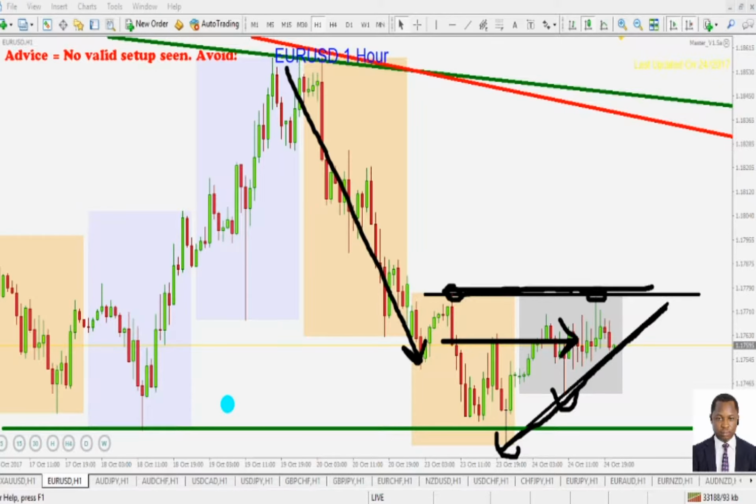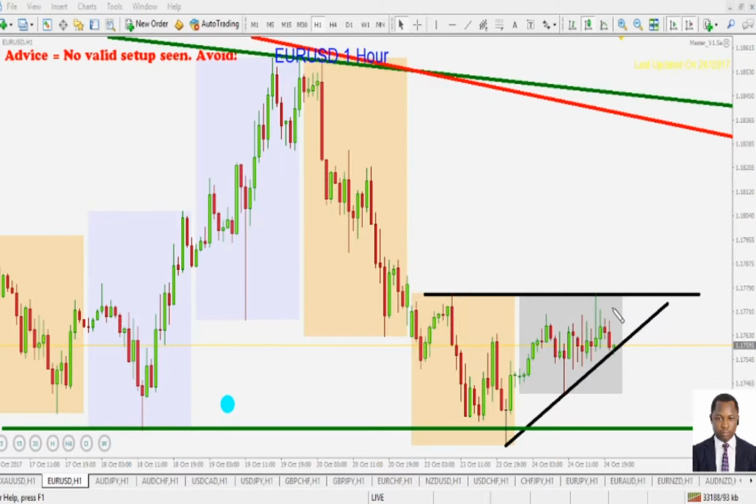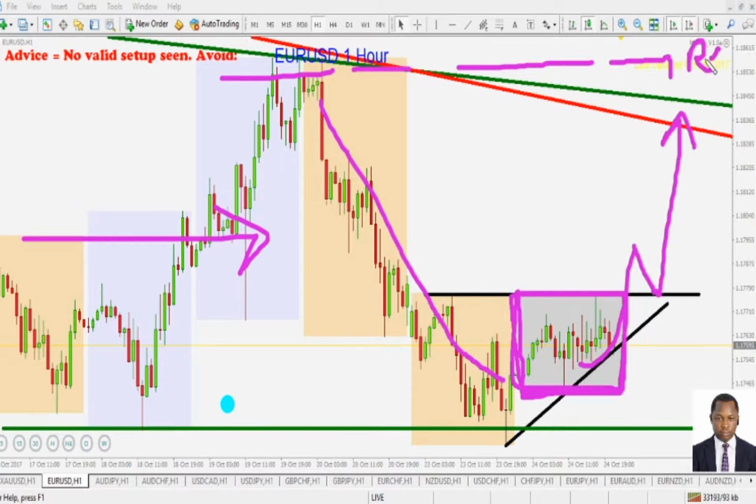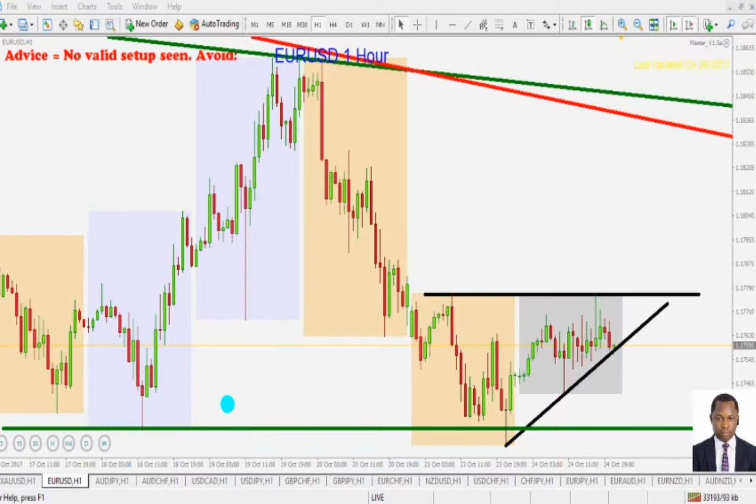Also bear in mind that we are seeing that 24-hour congestion price action. This is one of those indications that there might be a possible reversal within this range. There might be a possible reversal here for price to push to the upside, probably another push to that level of resistance. So be careful going short.